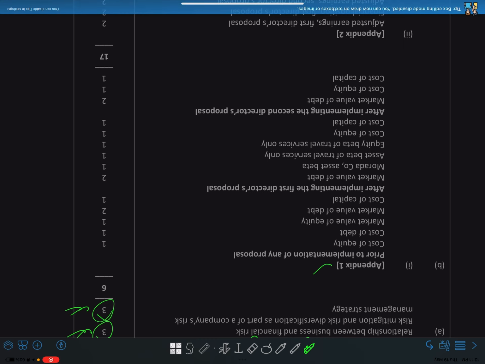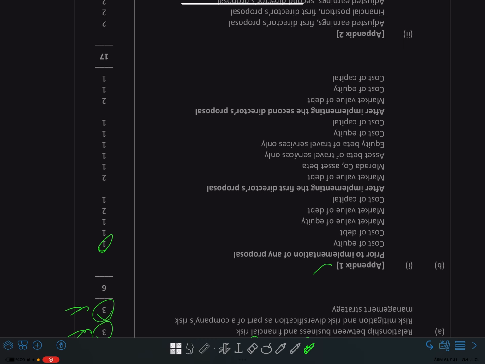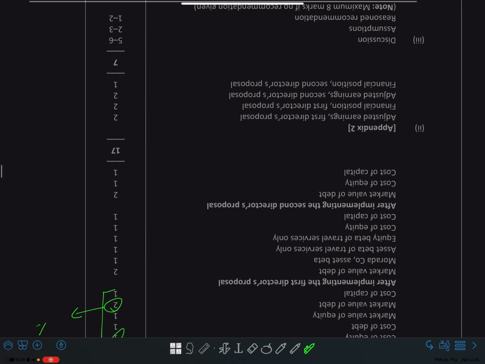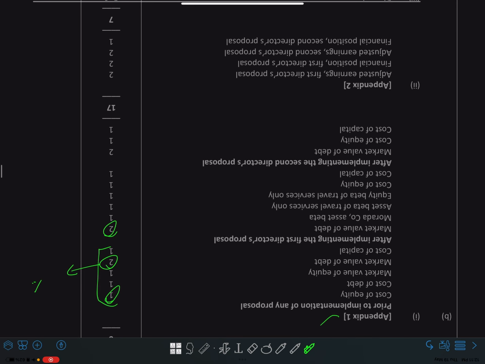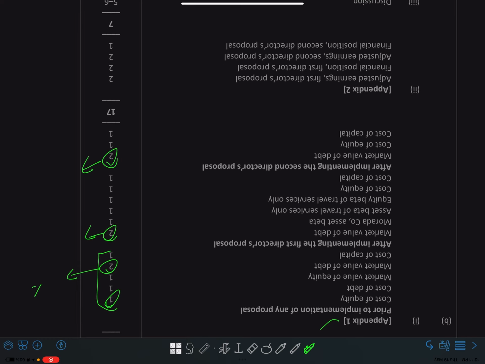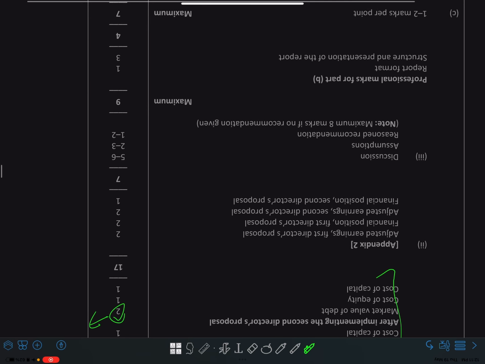So in appendix 1, cost of equity is 1 mark before the implementation of the proposal. Market value of debt was given higher marks because, remember, we had to discount and everything to find that, right? Pretty sure discounted debt has been given higher marks in the first proposal. In the second proposal as well, the debt computation, remember, that's where the trick is. Otherwise this appendix 1 would have been very easy if it were not for the debt. It would have been very easy.